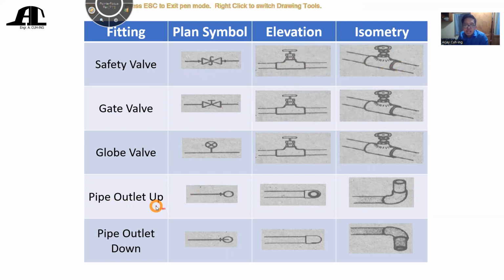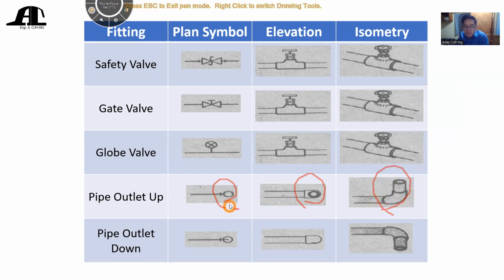Ito, discuss natin to, class. So, this time, class, pag-usapang water supply kasi, class, dapat alam rin natin kung yung pipe mo ba is going downward or upward. Okay? So, kung going up, class, syempre, parang ito lang. Meron tayong clear na bilog, class, tapos line na ganun. So, pag nakita mo ng ganun, class, parang ganito yung isometry niya.